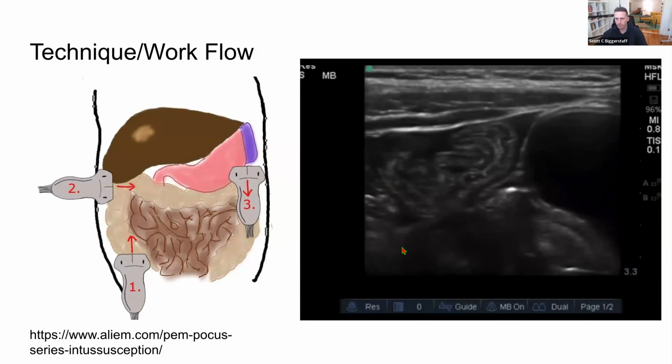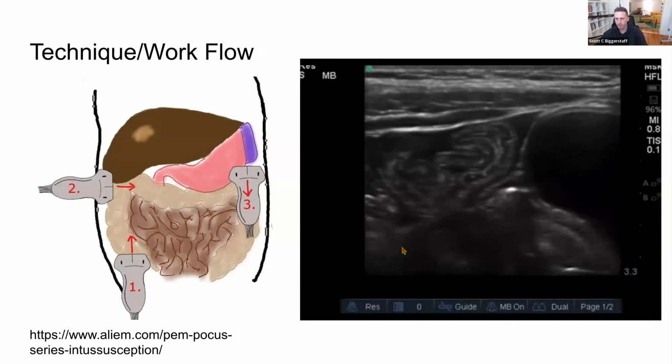This looks pretty blurry on my screen. I'm not sure what it looks like for you, but it's just a still of that GIF I was showing. And your normal bowel is going to be comprised of these 3 layers essentially. You have that really thin, bright serosal layer, followed by your more hypoechoic submucosal layer, and then a brighter mucosa as we go towards the center of that bowel.